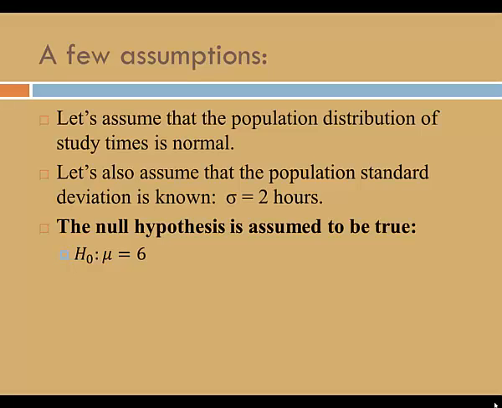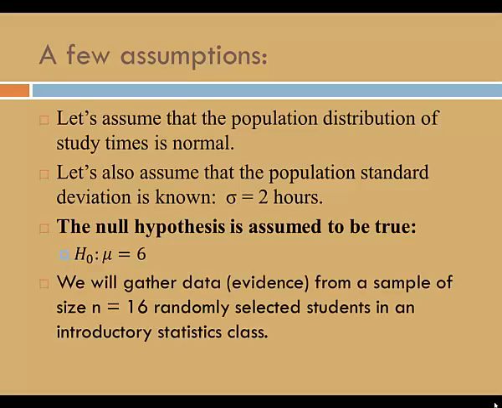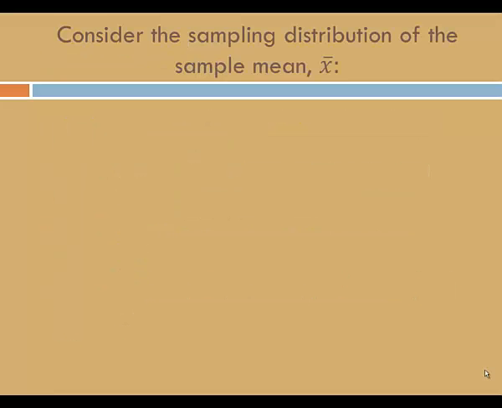In any hypothesis test, the null hypothesis is assumed to be true. The null hypothesis, H0, is mu equals 6. We will gather data, in other words evidence, from a sample of size n equals 16 randomly selected students in an introductory statistics class. This is a test about mu, the population mean. So we'll use x bar, the sample mean. So let's consider the sampling distribution of the sample mean, x bar.